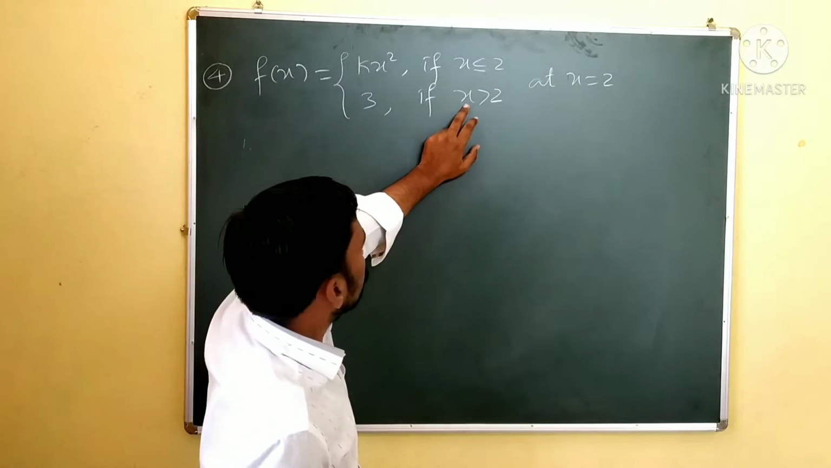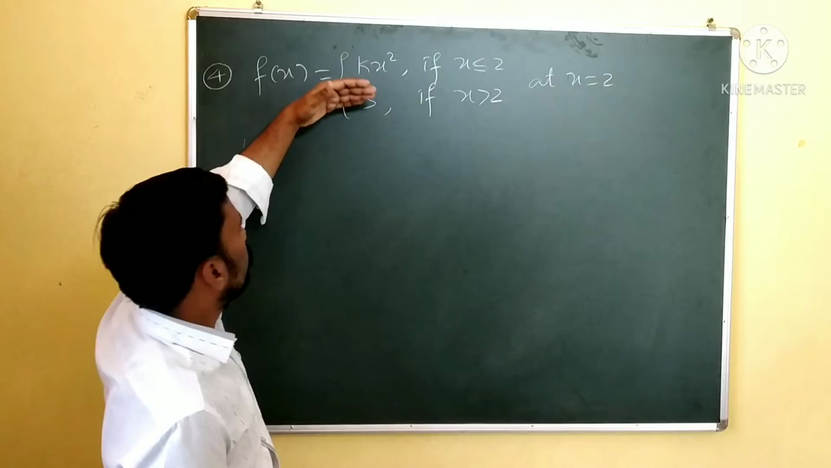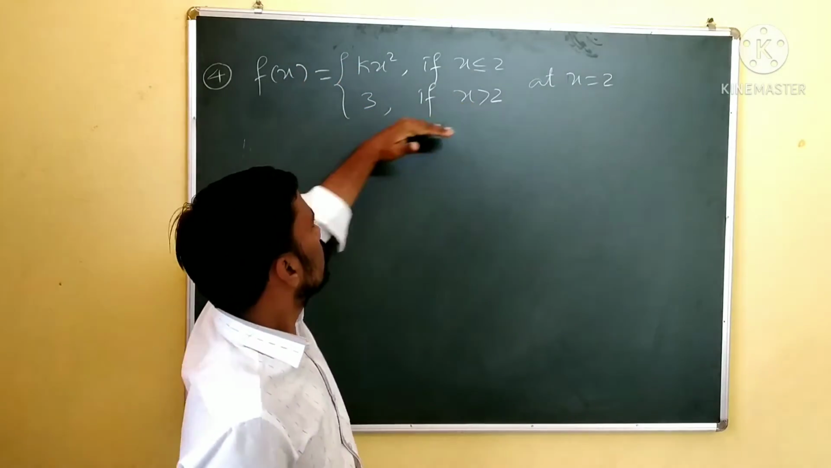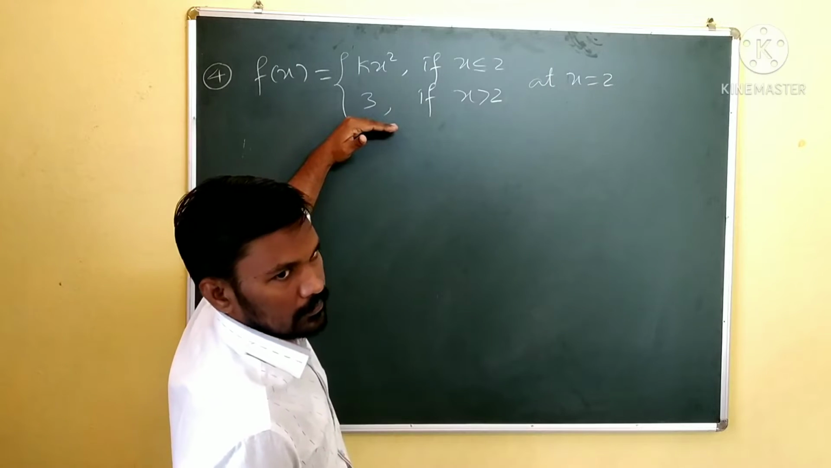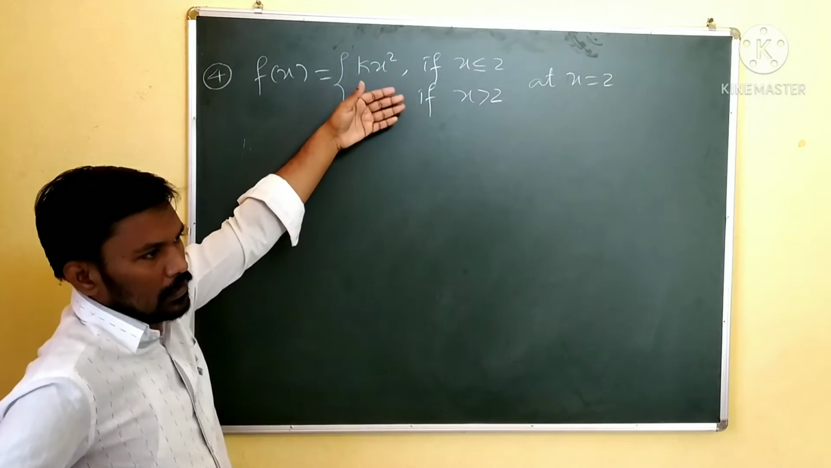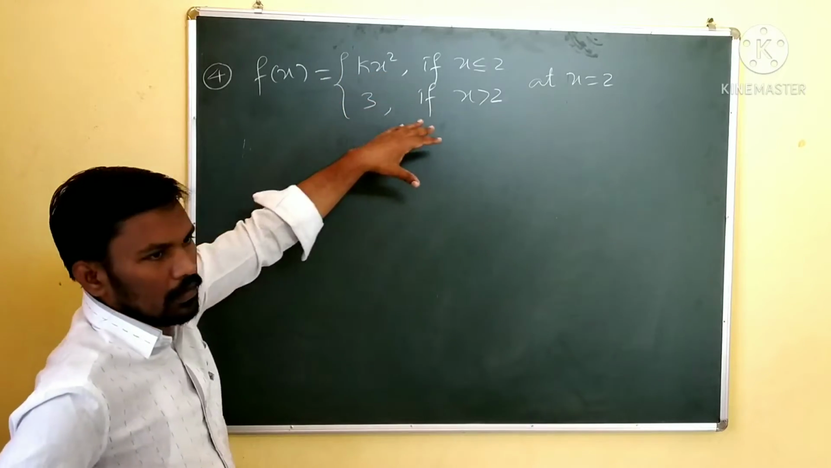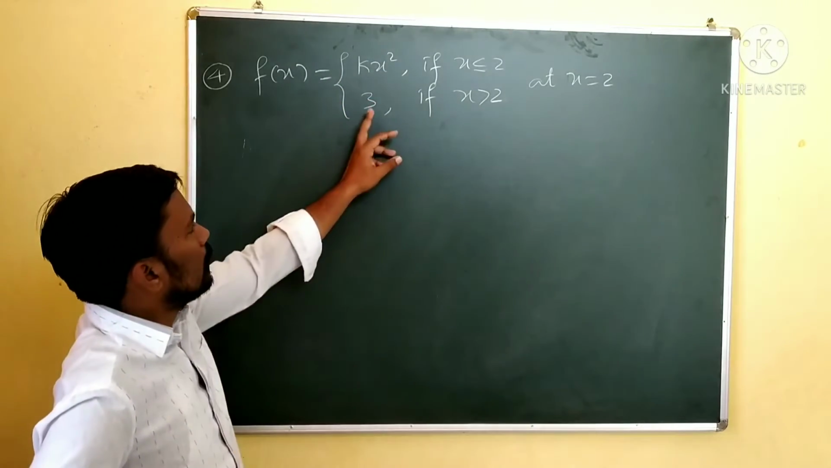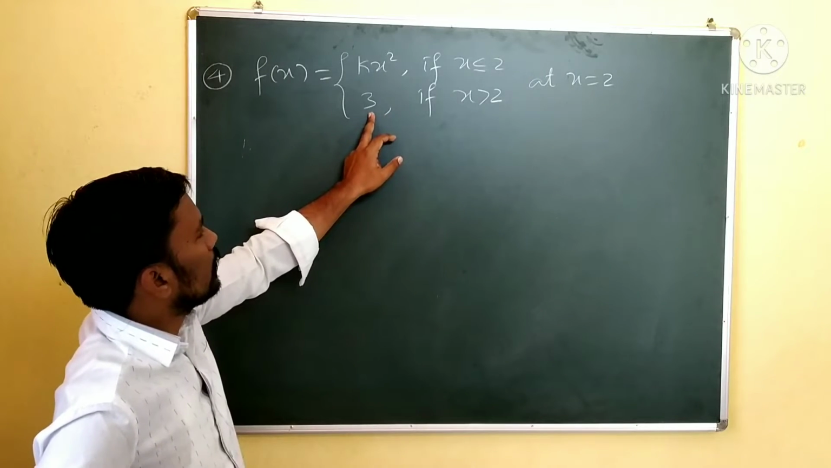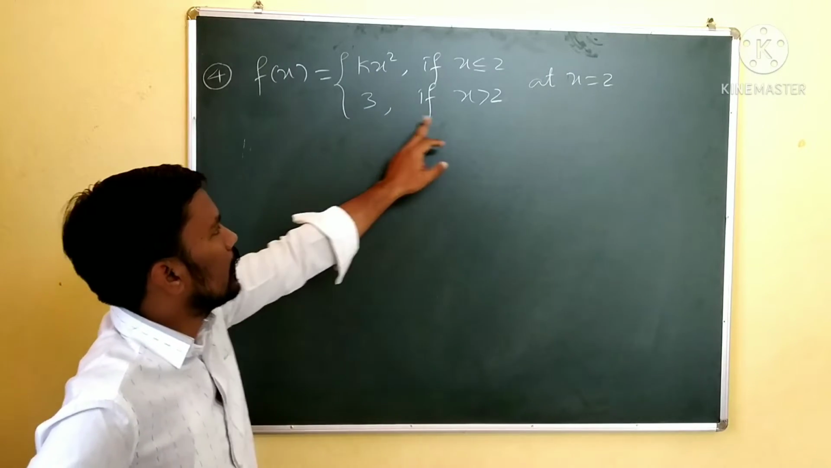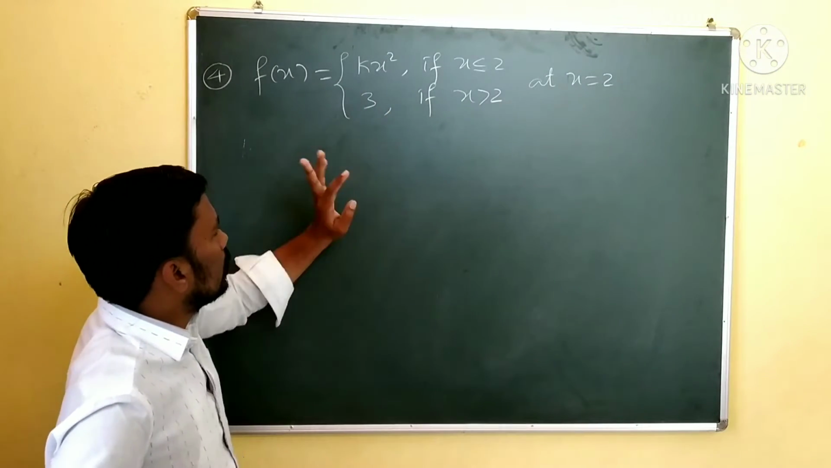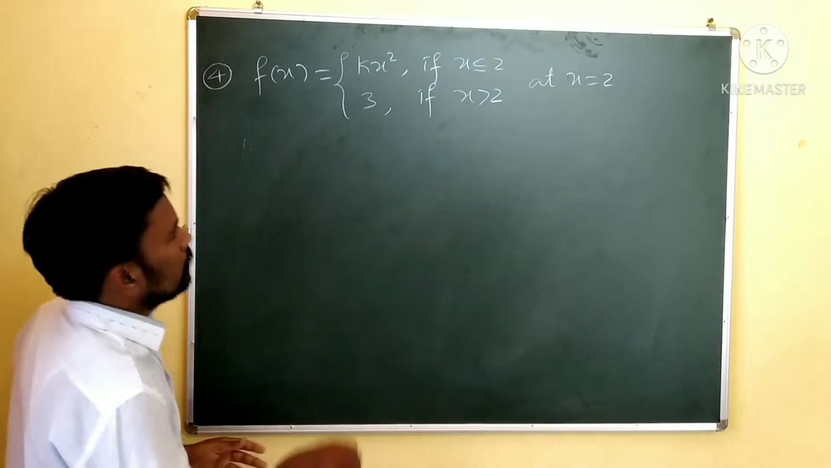So look at the second interval. Again, the function is classified into 2 parts. When x is more than 2, the value of the function is 3. Therefore, here they have given the right hand limit value. It is not necessary to calculate the right hand limit value, you can write it directly. The right hand limit value is 3. When x is more than 2, f of x is equal to 3. That is nothing but the right hand limit value, which is 3.